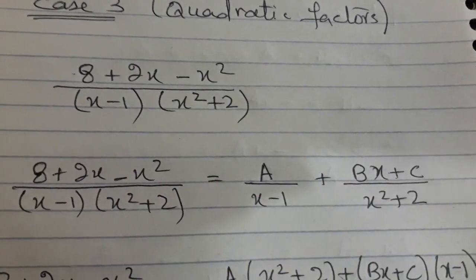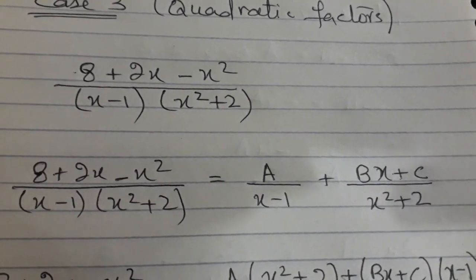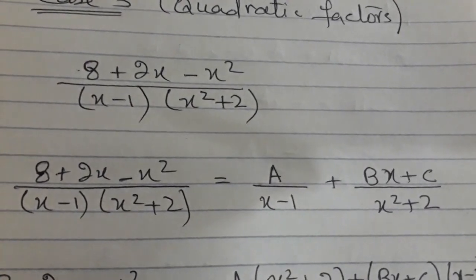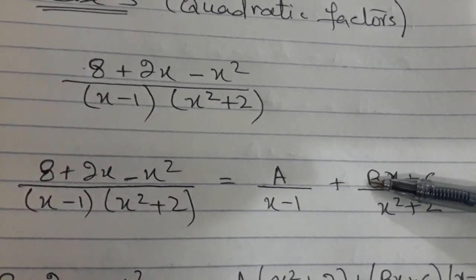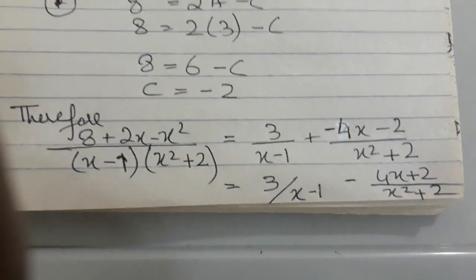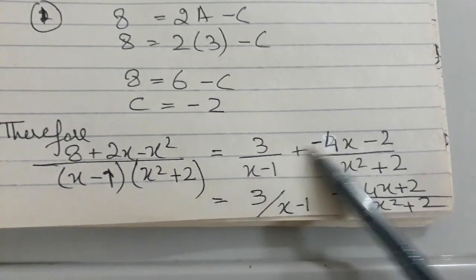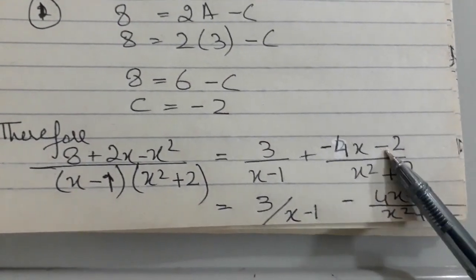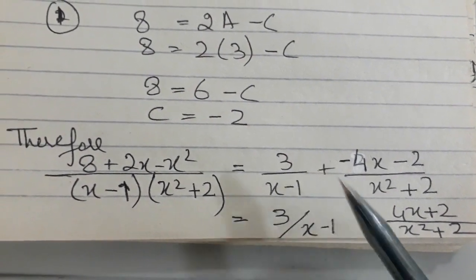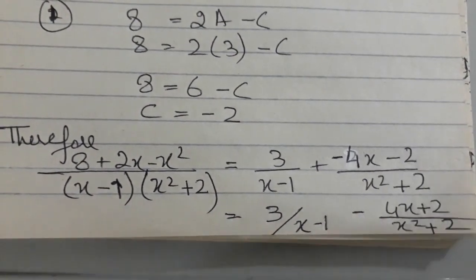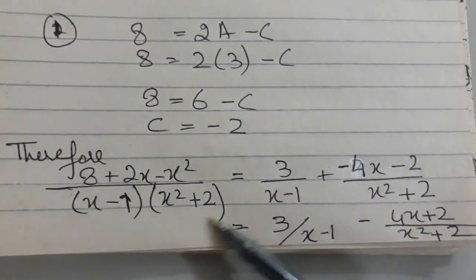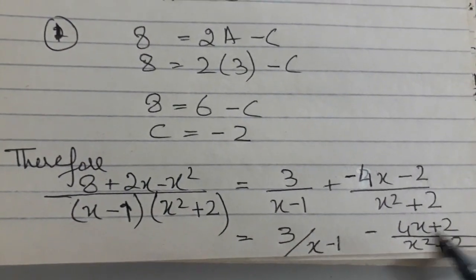A was 3, so I will write 3 here. B was -4, which I will write here, and C was -2, which I will write here. So now I have plugged in the values and simplified by taking minus common out, which is here, and this will become plus. This is how you will split a single algebraic fraction into partial fractions.